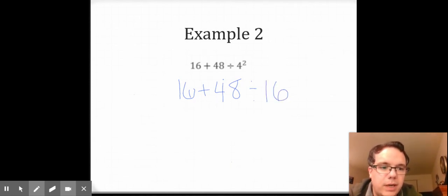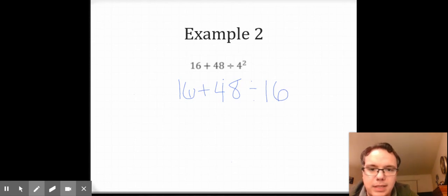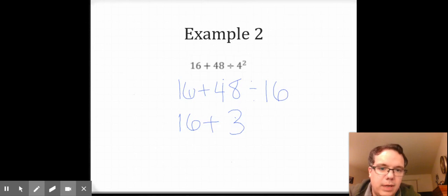All right, so we've done our grouping symbols and exponents. Now we multiply and divide. It looks like we have a 48 divided by 16. So our 16 stays out front here, plus, but we take 48 divided by 16. 48 divided by 16 is 3. Now that we've multiplied and divided from left to right, we can add and subtract from left to right, which is 16 plus 3, so we get 19. So the correct answer here is 19.